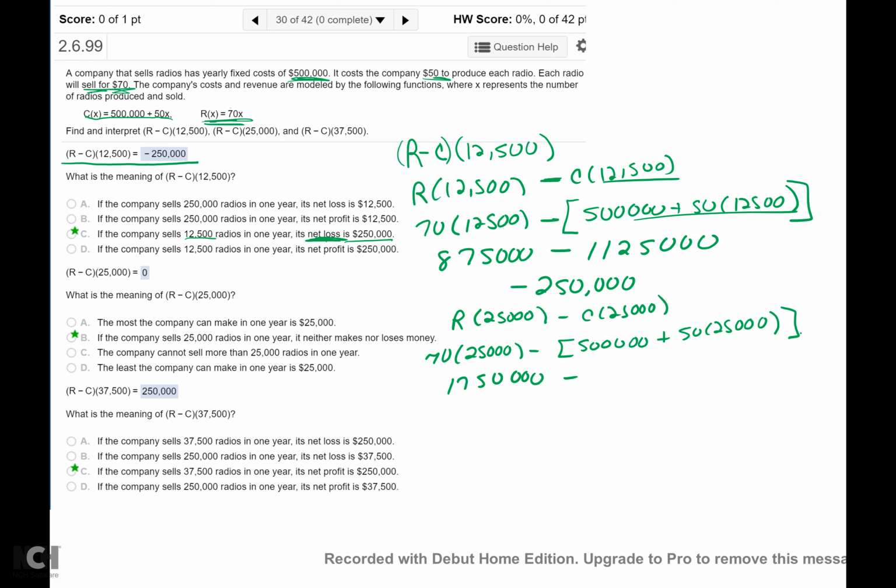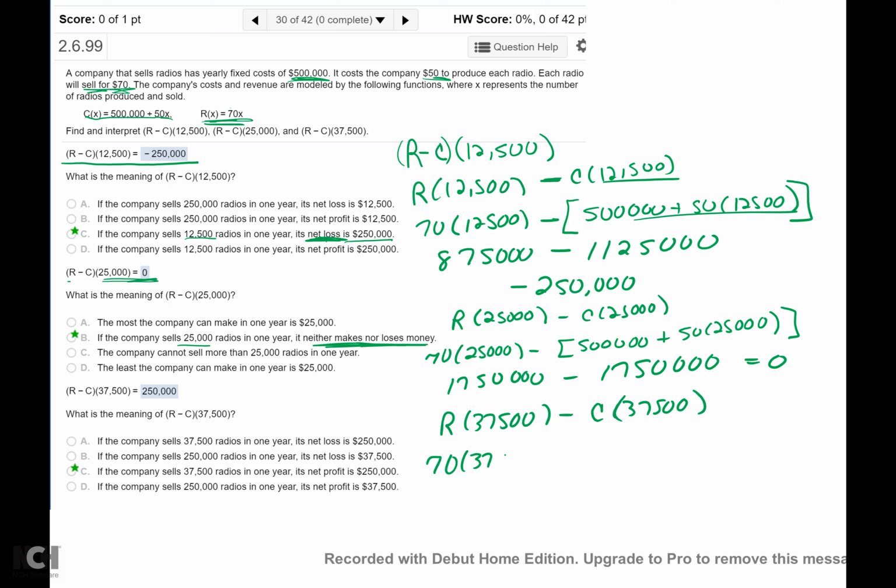70 times 25,000. Okay, and then we got 500,000 plus 50 times 25,000. And you get 1,750,000. And if you subtract those, you get zero. So what does that mean? Well, if your revenue minus your cost comes out zero, that means you broke even. If you sell 25,000 radios, you don't make or lose money. You break even. All right, so then they want me to do R of 37.5 minus C of 37.5.